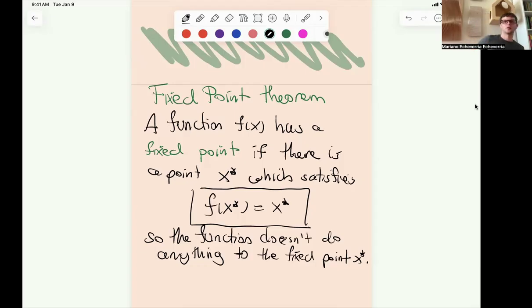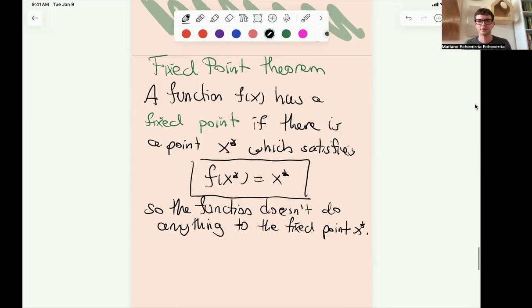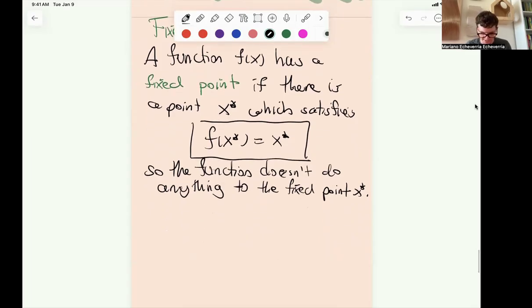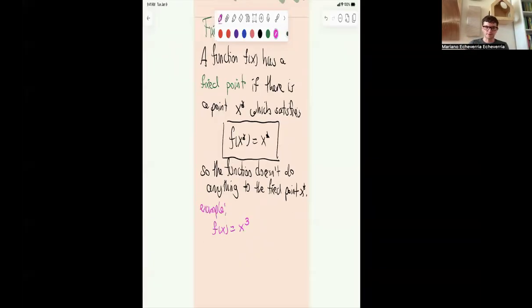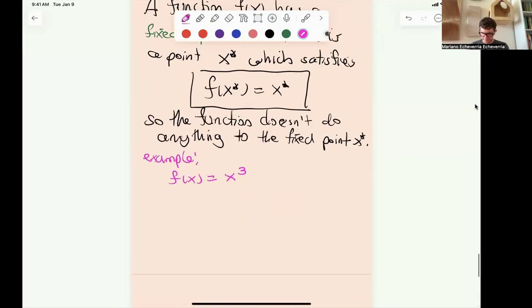Okay. So maybe it's good to have some examples first before I say more things about that. So here's an example of some fixed points, and now I'll draw some pictures in a moment. So imagine that the function is f of x equals x cubed. Okay, the cubic, right? Let me draw the graph. So this is the graph of the function.